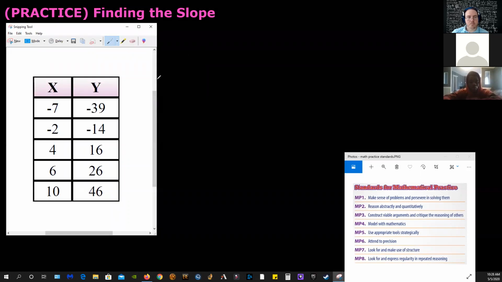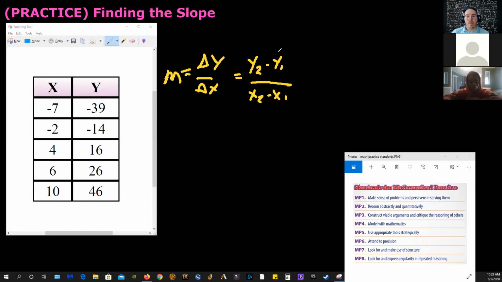So what we're going to remember is that the slope is the change in y over the change in x, which is usually found by doing y2 minus y1 over x2 minus x1. So the only thing you really have to do that is sort of inventive for yourself is look at the x column and the y column, and you have to choose which coordinate pairs you want to use because it does not truly matter.